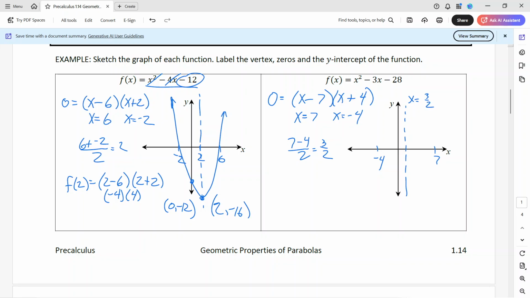Now, how do I find my vertex point? You have to ask yourself the question, would you rather evaluate 3 halves in the original function or in the factored form? I'm going to go factored form. And here's the reason that I would do that. I'm going to do 3 halves minus 14 halves.